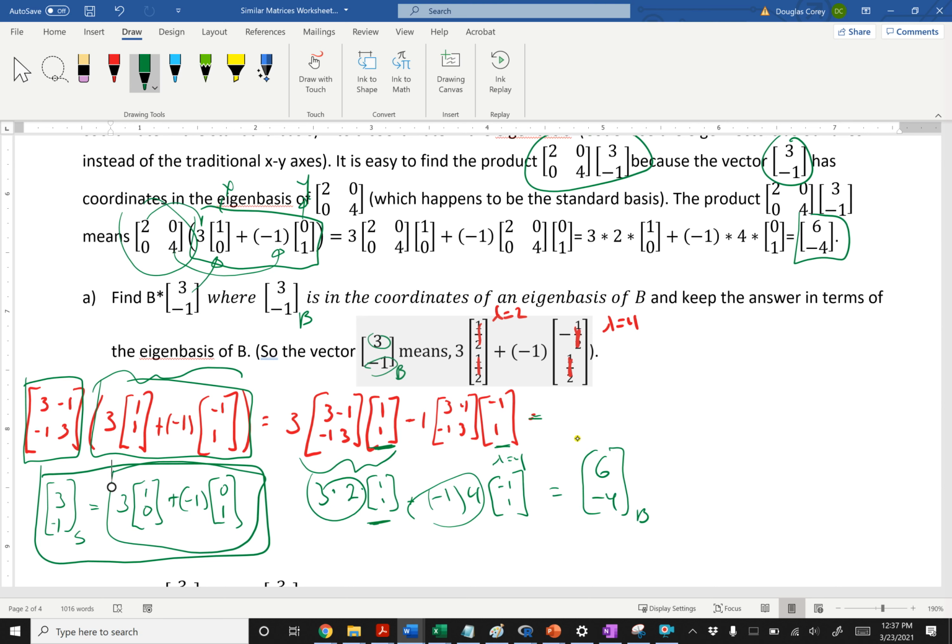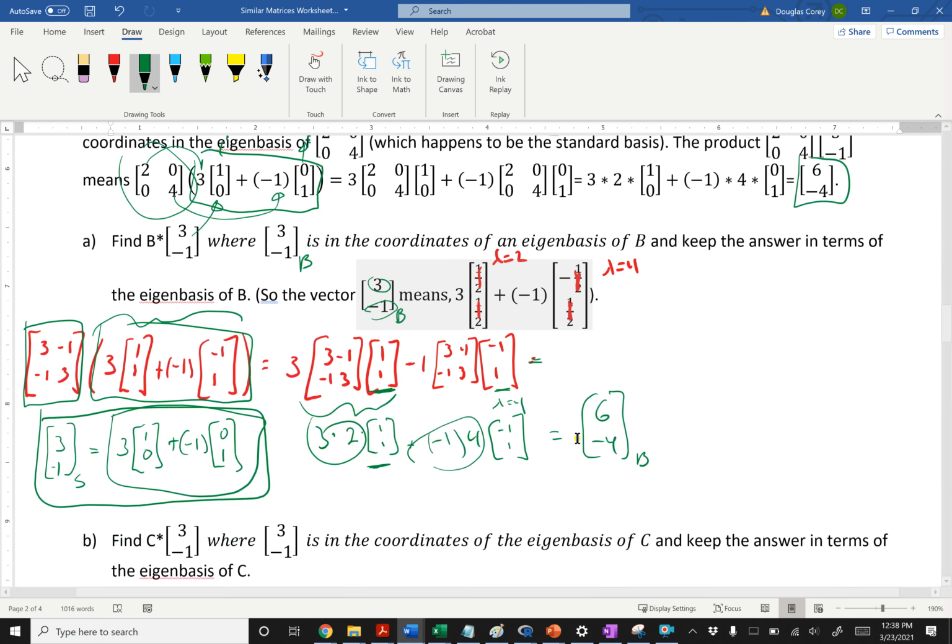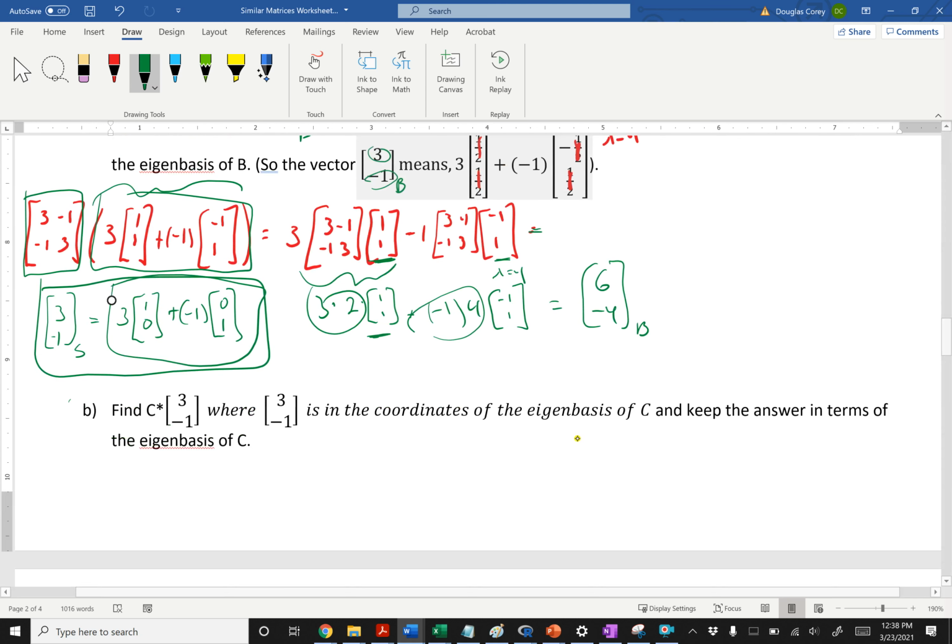in the eigenbasis. If I'm at a point that is 3 of the first eigenvector and a -1 of the second eigenvector, then when I do the multiplication, I'm going to end up at 6 of the first eigenvector and -4 of the second eigenvector. And this is just practicing doing that again with a different basis, with a different vector.